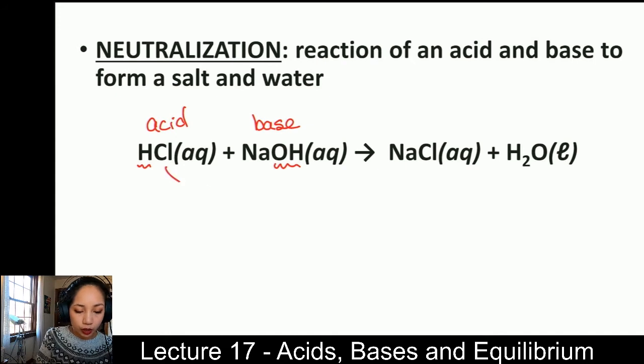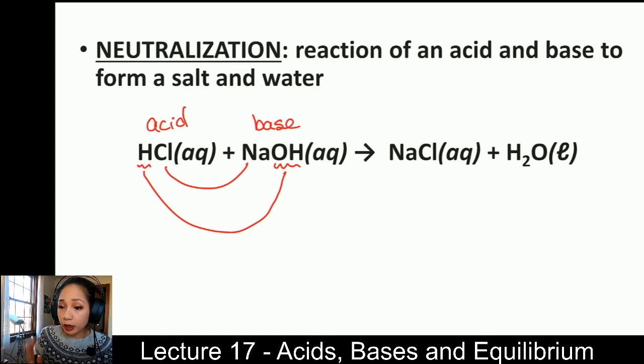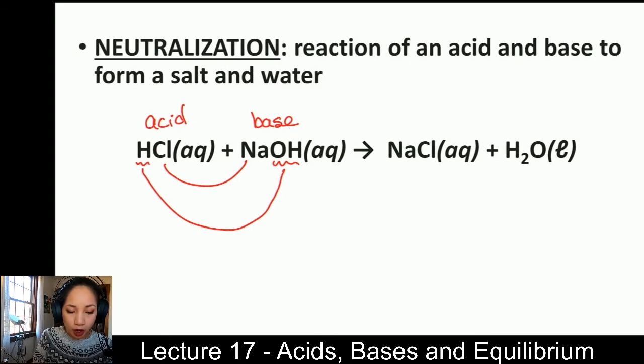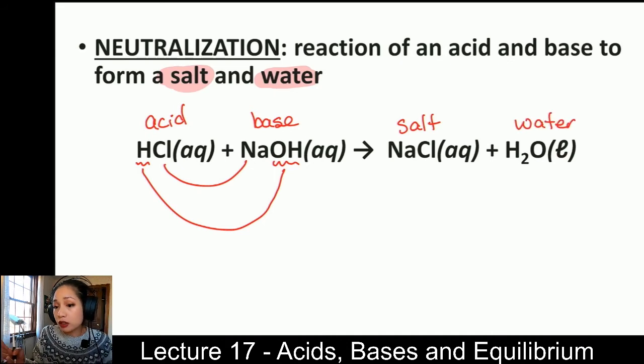And so you see when we do our switching partners thing that we do with double displacement reactions, you see one of the products is HOH, which is water, so H2O liquid, so that's one of our products, water, and then the other one is some form of a salt. So in this case, it's sodium chloride, so that's our other product, sodium chloride aqueous. Here is our salt and water. It's not always sodium chloride. It depends on what the acid and base are.